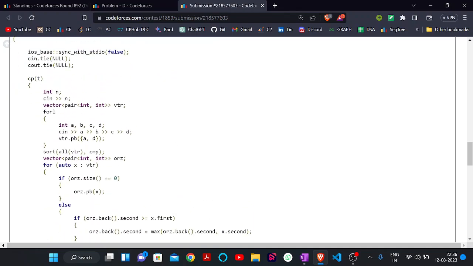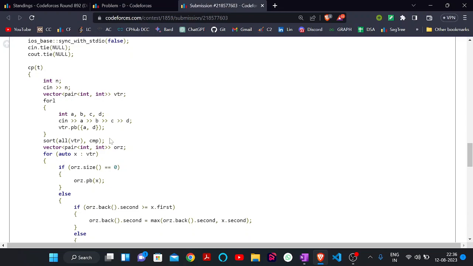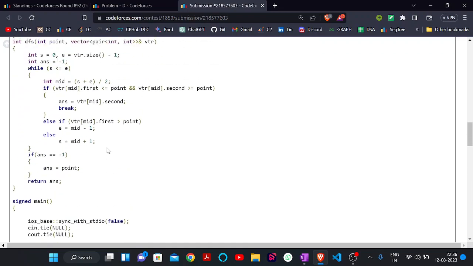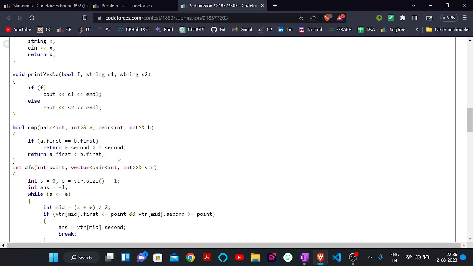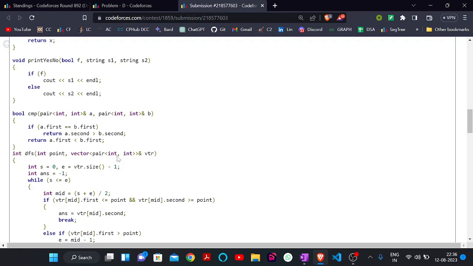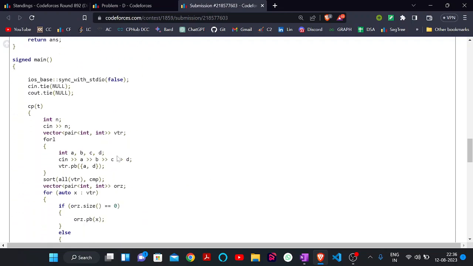So first of all, I'm taking input, and I'm not considering b and c at all. I'm just taking a and d as input. Then I'm sorting the vector. There is a comparator function, and this is how it's working: if a dot first is equal to b dot first, then a dot second should be more than b dot second. Otherwise, a dot first is less than b dot first. So that is a normal ascending order.